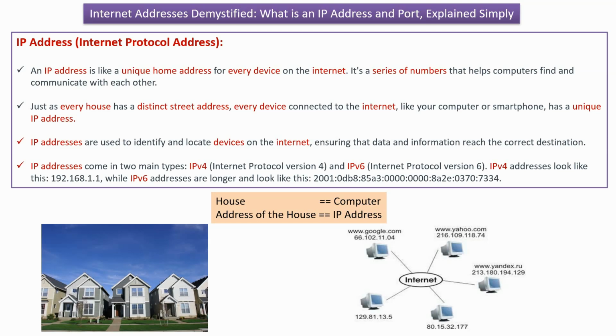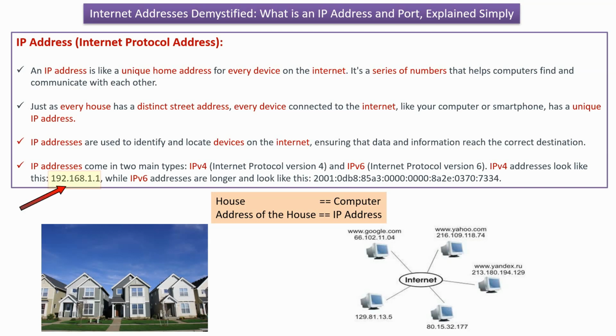IP addresses come in two main types. The first one is the IPv4 address. The second one is the IPv6 address. IPv4 is nothing but Internet Protocol version 4. IPv6 is nothing but Internet Protocol version 6.